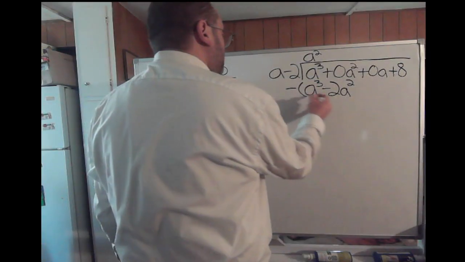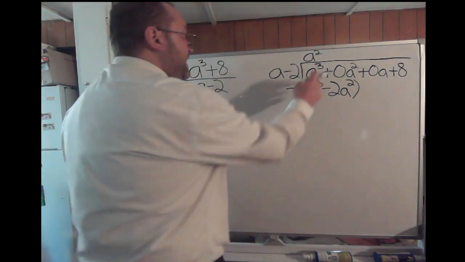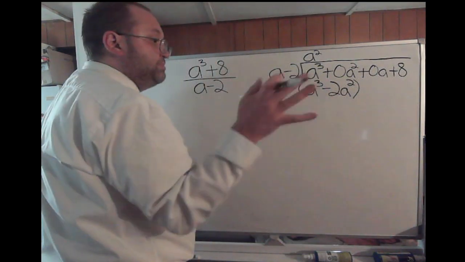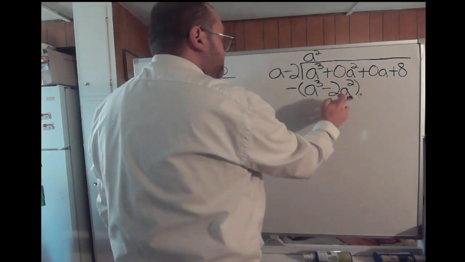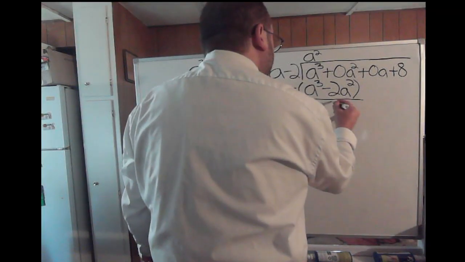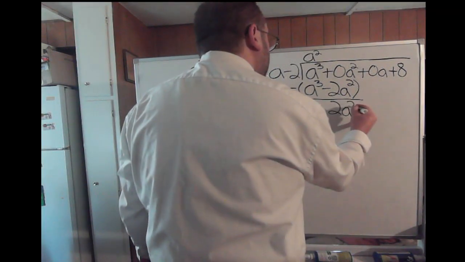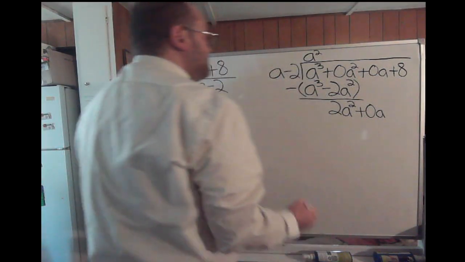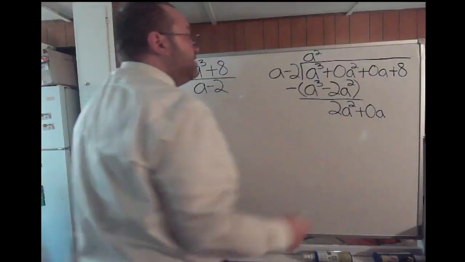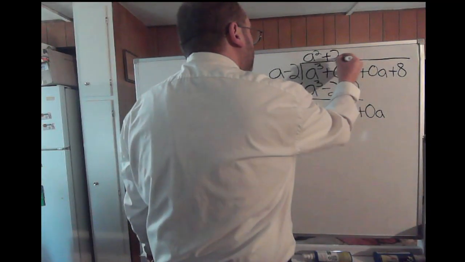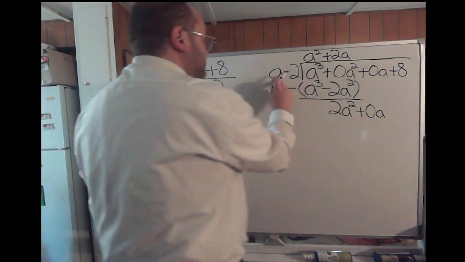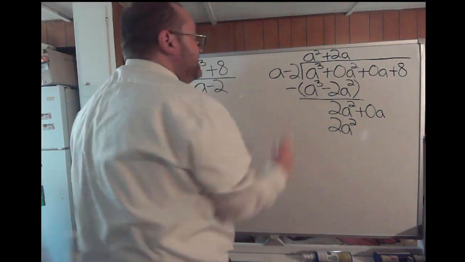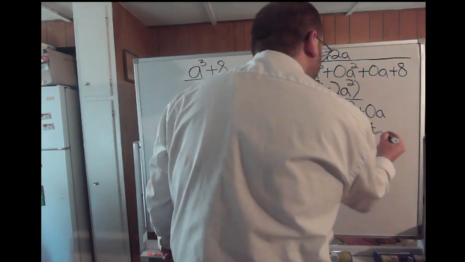Now go ahead and subtract the whole quantity of what you got from the dividend. A to the third minus a to the third is 0. Negative 2a squared, that's positive 2a squared. So 0a squared plus 2a squared, well that'll give you positive 2a squared. Then you bring down your 0a from the dividend. Now a times what equals 2a squared? Well that'd be 2a. So you have a squared plus 2a. Now 2a times a, that's going to be 2a squared. Then you have 2a times negative 2, that'd be negative 4a.